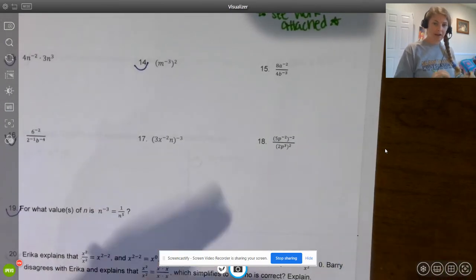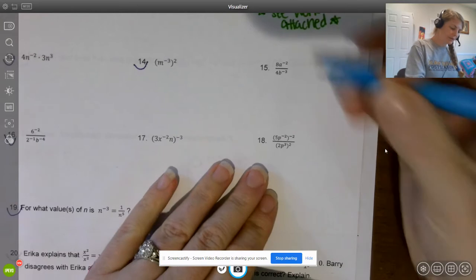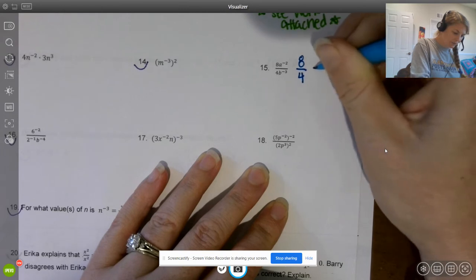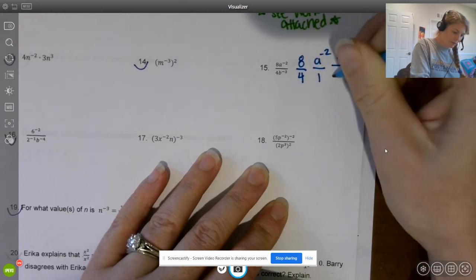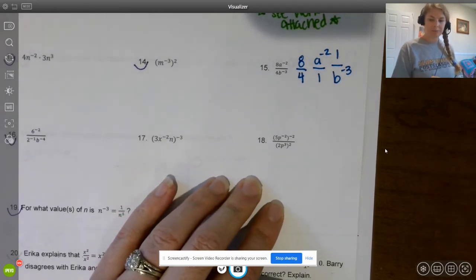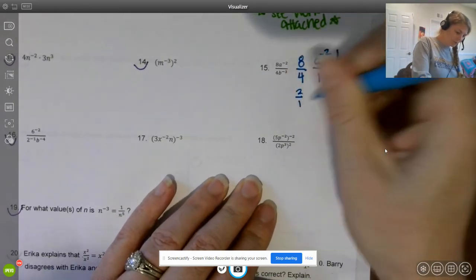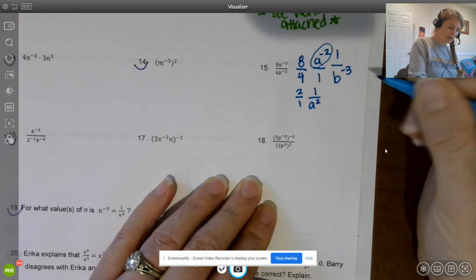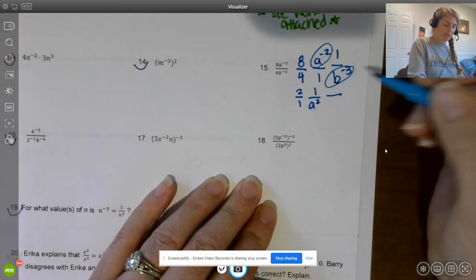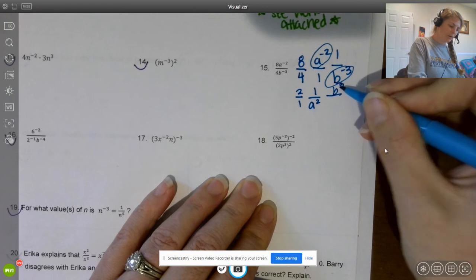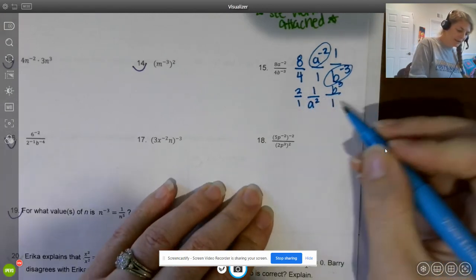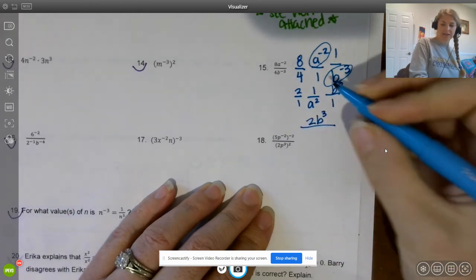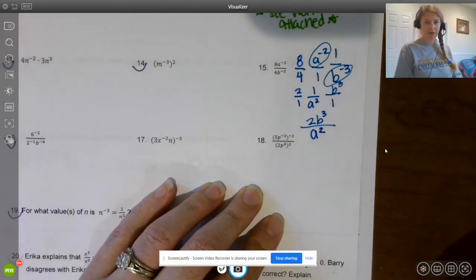So let's keep looking. Okay, 15. Remember, something that's helpful to do is break these into their own fractions. So I'm going to think about this as 8 over 4, a to the negative 2nd over 1, and 1 over b to the negative 3. So now I can simplify completely. 8 over 4 is 2 over 1. This negative exponent only belongs to the a, so cross the line, change the sign of your exponent. And this negative exponent only belongs to the b, so I'm going to cross the line with my power, and my exponent's going to become positive. So I can get my final answer. In the numerator, we're going to have 2b to the 3rd, and in my denominator, I'm going to have a to the 2nd power. Perfect.